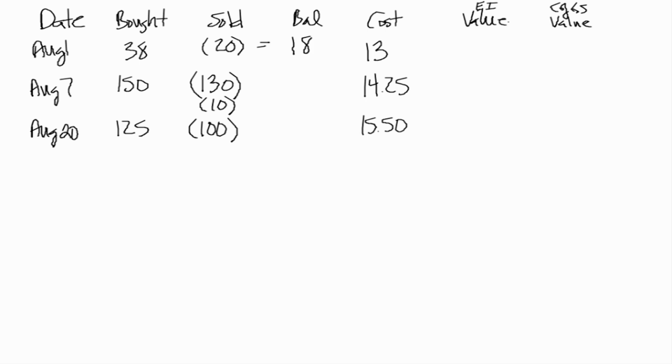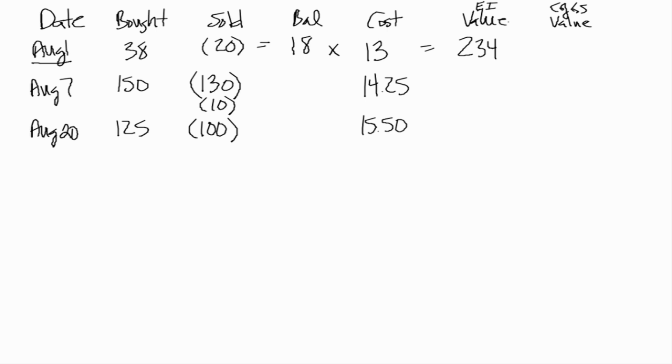From this batch of inventory from August 1st, which are all specifically identified, we can actually see them with regards to a serial number or some unique identifier, we have 18 left. The 18 left is at $13. So 18 times $13 is equal to $234. But I need the cost of goods sold also.